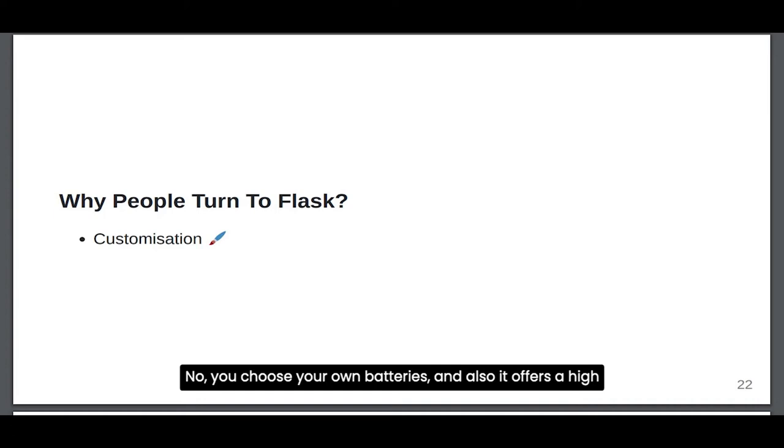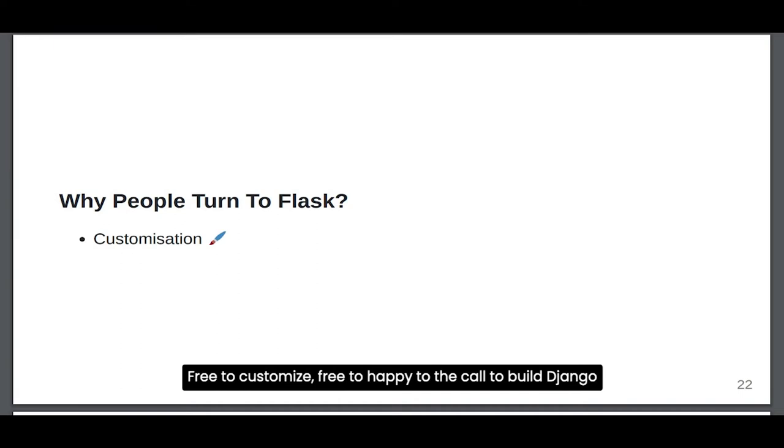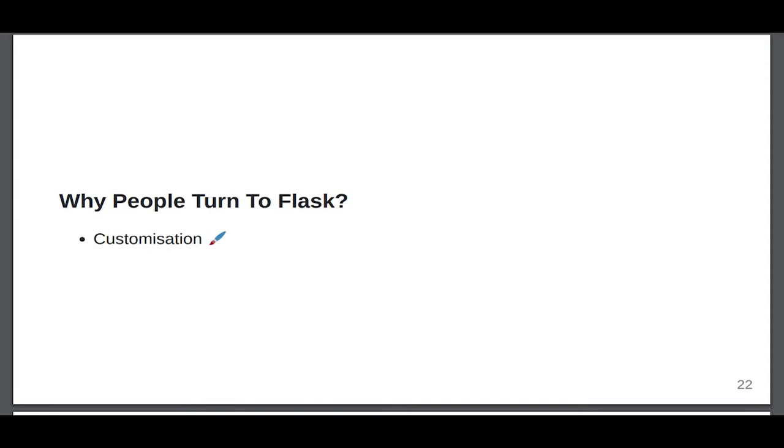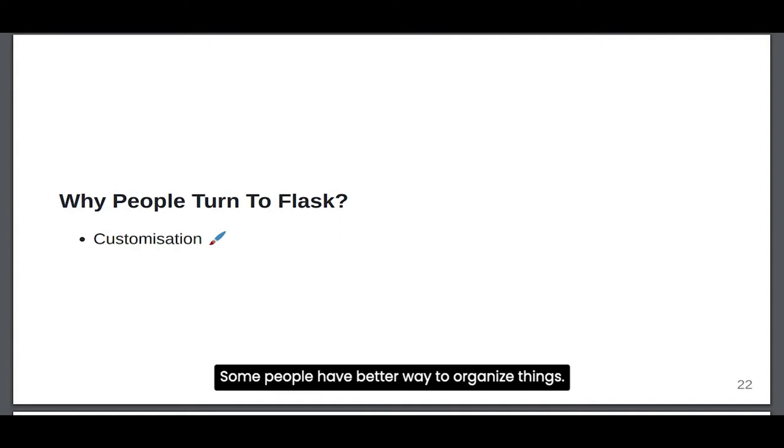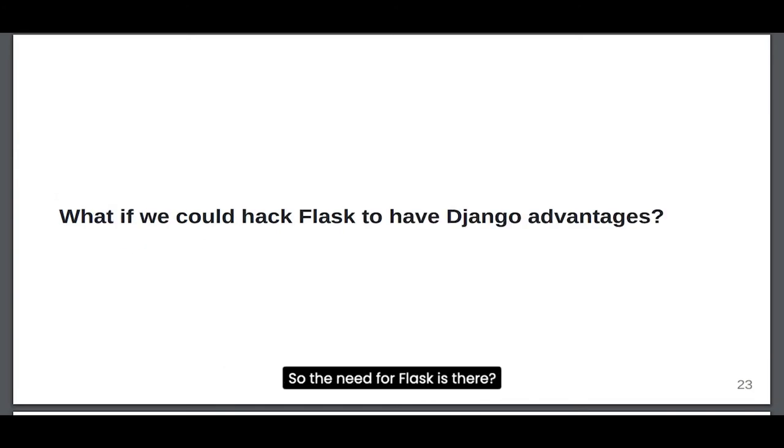And also, it offers a high degree of customization. You have several components that you're using in your app. Flask doesn't fix you on this or that, so you're free to choose, free to customize, free to hack it to the core to build Django out of Flask if you wish. So Flask lets you do whatever you want. So while Django is present, maybe not everybody needs everything that Django provides. Some people have a better way to organize things, so they choose Flask. As at the end of the slides I will show, it is something really great. So while Django exists, the need for Flask is there.